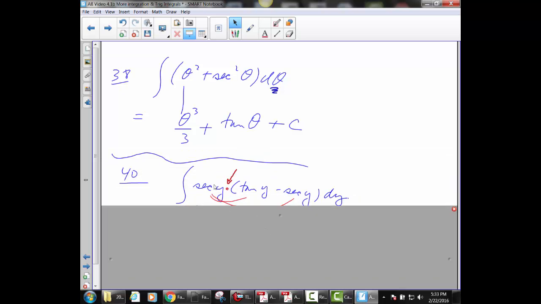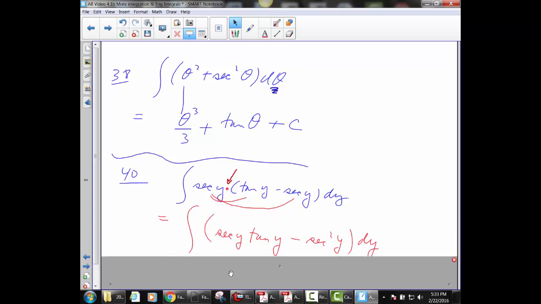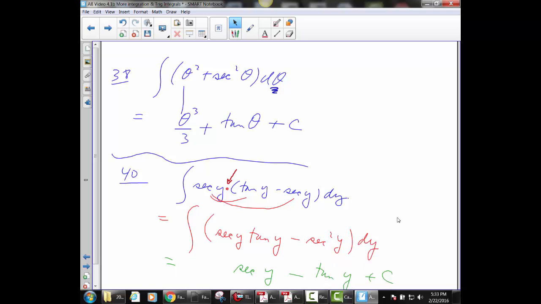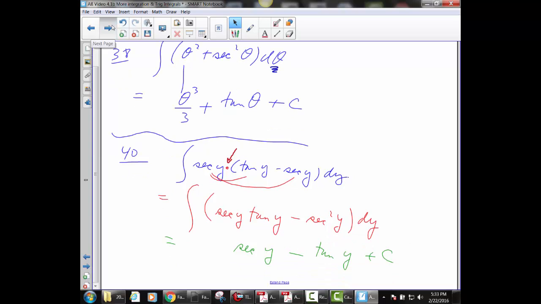Again, there's no product rule, so we're actually going to multiply through, and that works out very nicely for us. Hopefully you know a function whose derivative is secant tan. That function is secant. Hopefully you know a function whose derivative is secant squared, and that function is tan. And there's your answer. It's not very difficult.